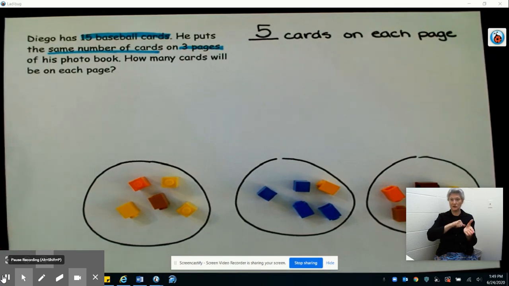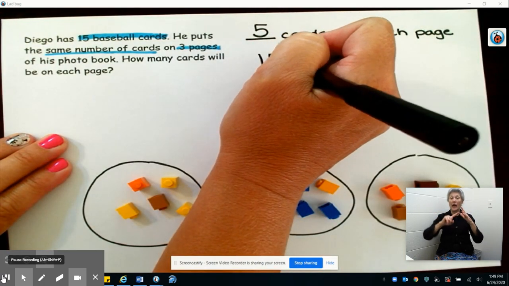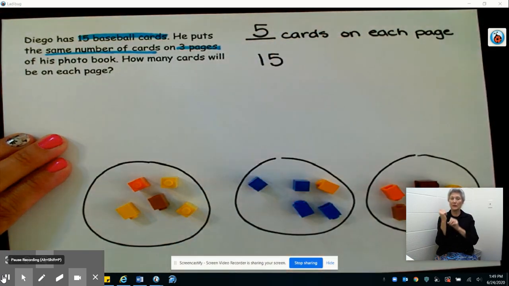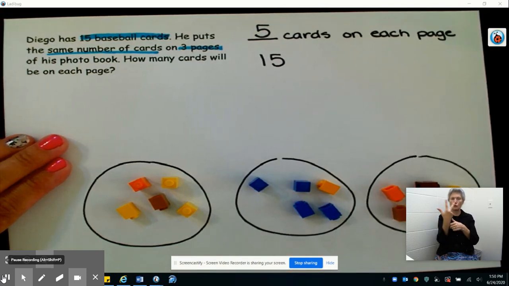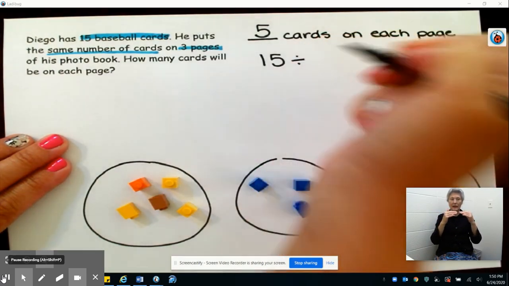Now I can also write an equation to represent this problem. I started out with 15 baseball cards, and then I broke those cards into 3 equal groups. When we take something and we break it into equal groups, we are doing division.